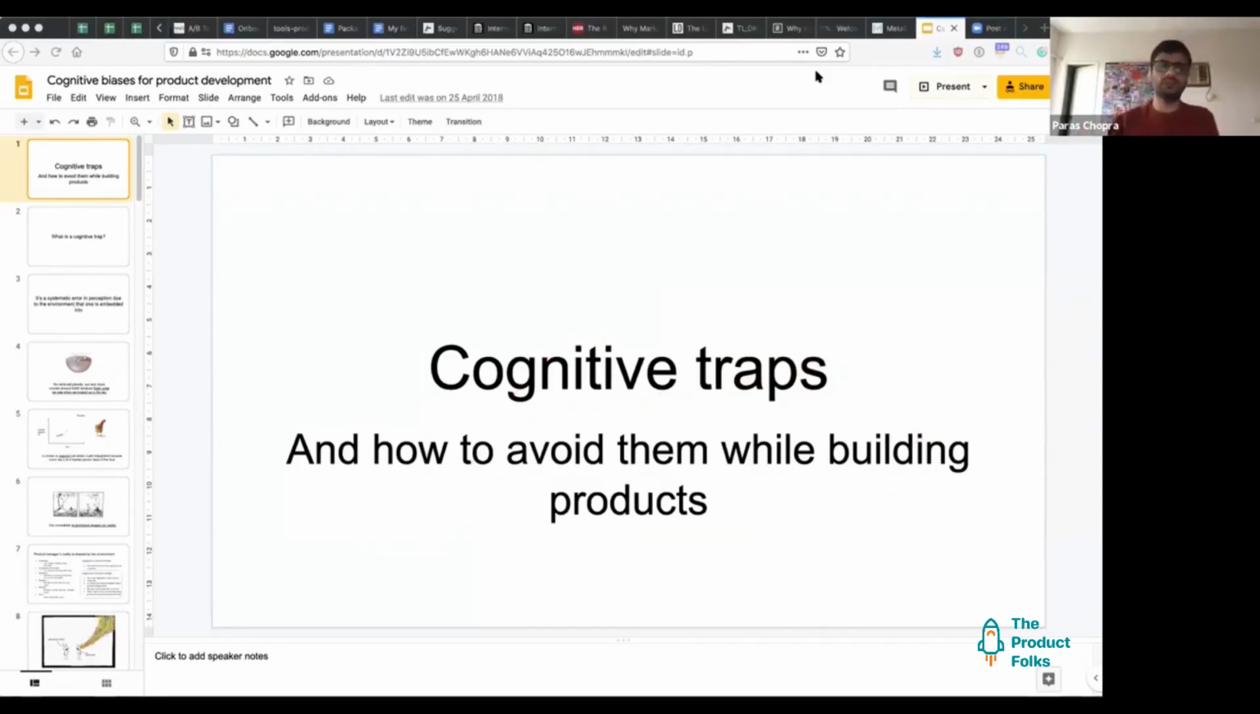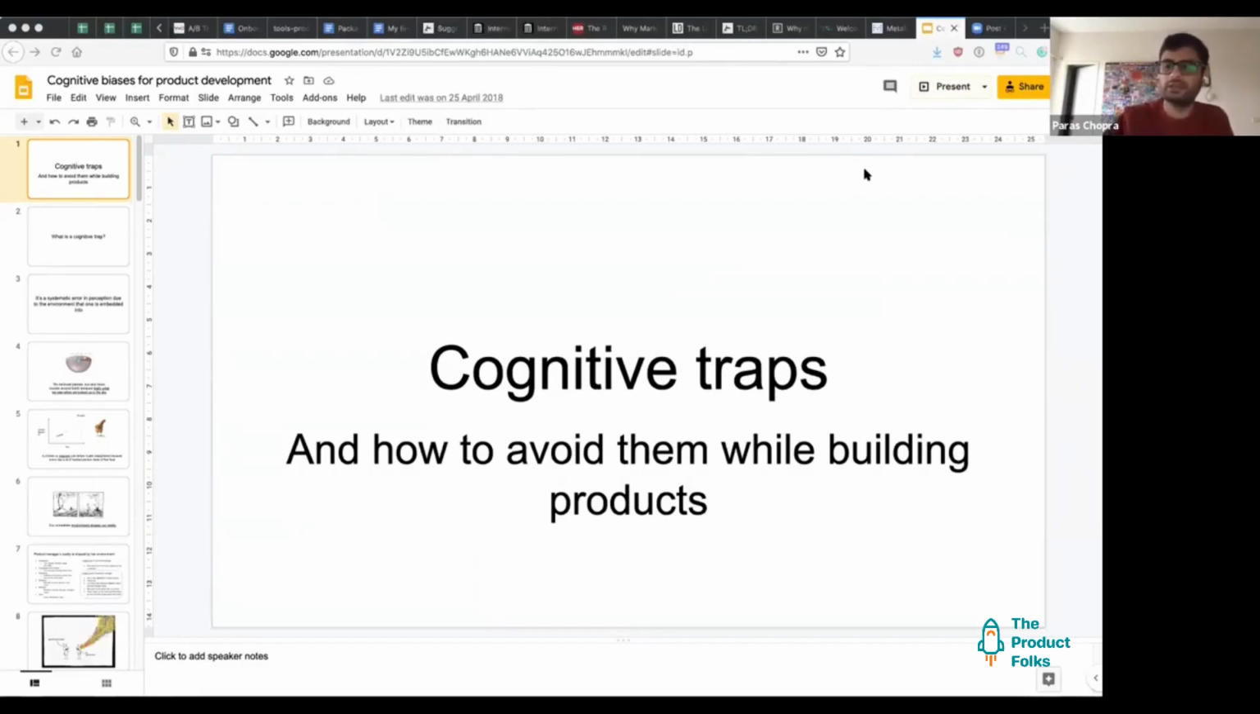So without further delay, let me start talking about cognitive traps and how to avoid building them while building products. So the first question that obviously comes to your mind is, what's a cognitive trap? I'm sure you would have heard about a cognitive bias. A cognitive trap is something similar.